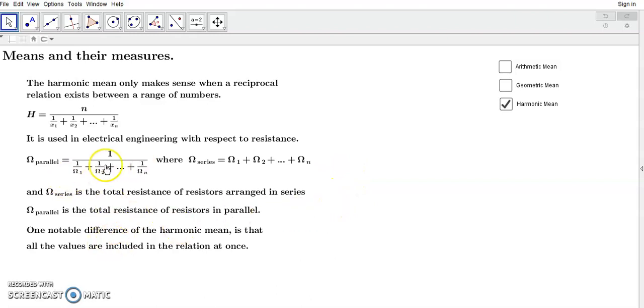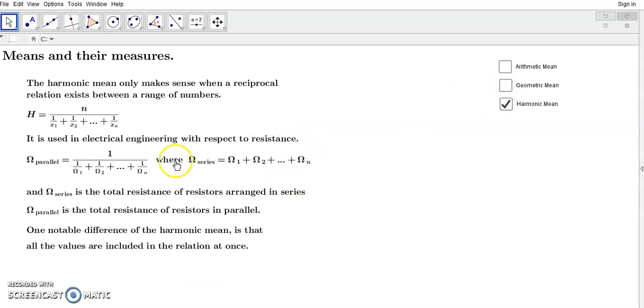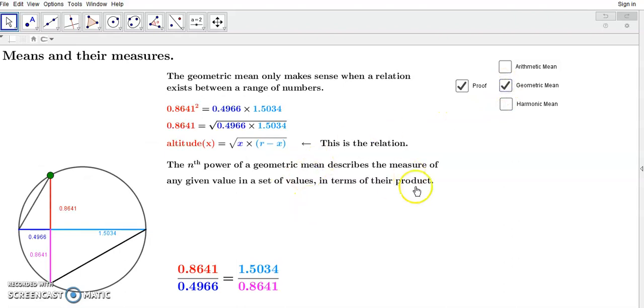Okay, and there's a reason that this relationship exists. So ultimately, we're looking only at a harmonic mean when a relation exists between a range of numbers, and the same thing for the geometric mean. The difference between the geometric and the harmonic is that with the harmonic, all the values are included in the relation at once. So the whole omega 1 through to omega n are included, whereas in a geometric mean, you can take the mean of omega 1 and omega 5, but as you can see, that doesn't make much sense.